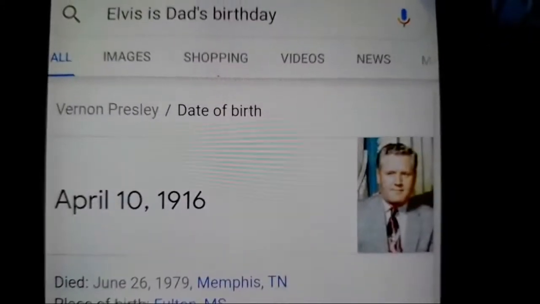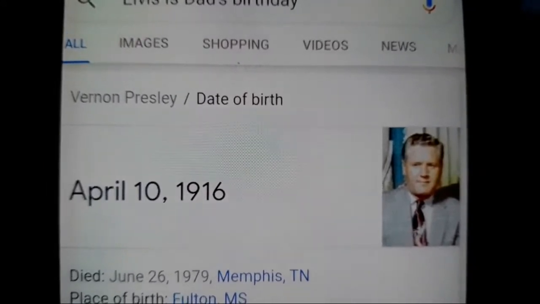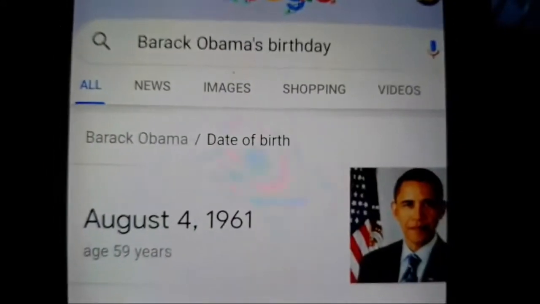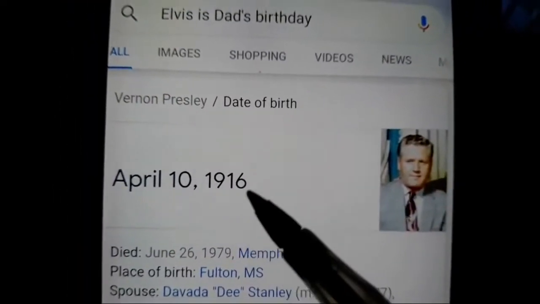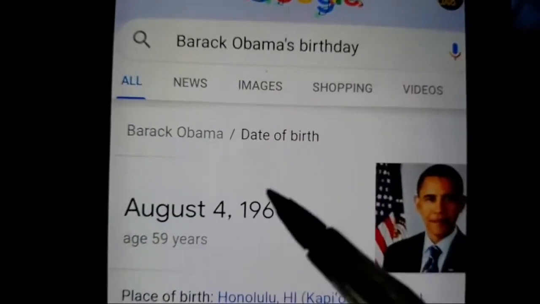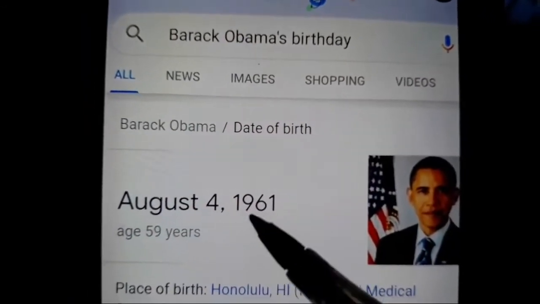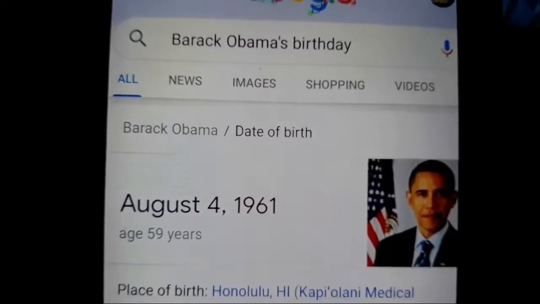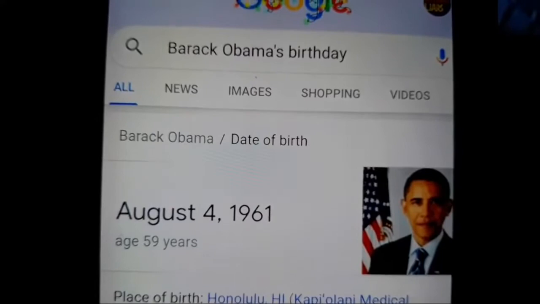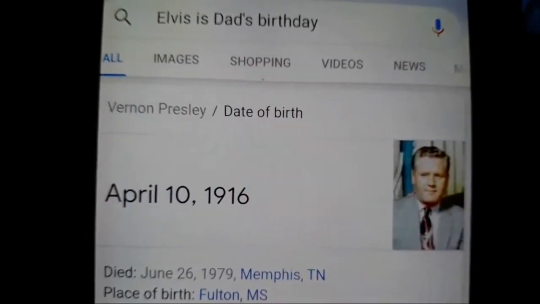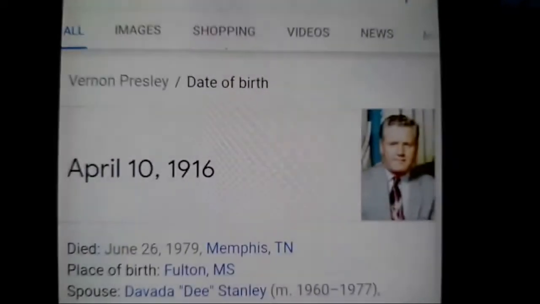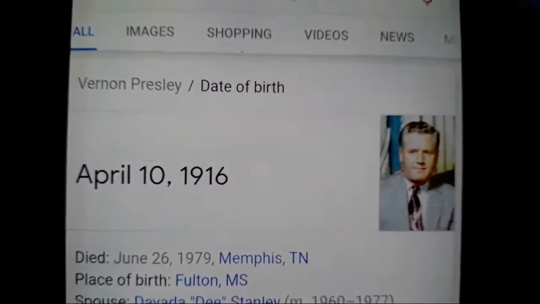So back to Vernon Presley. Like I said, Elvis's dad is super important in this. So Vernon was born on 4/10, Obama 8/4. Oh, look at the years they're born. 1916 and 1961. So that's the same numbers, but upside down. If you just turned the whole thing upside down, you understand what I'm saying? It's the exact same numbers upside down, both of them. It doesn't look the same, but it's the exact same numbers, okay?